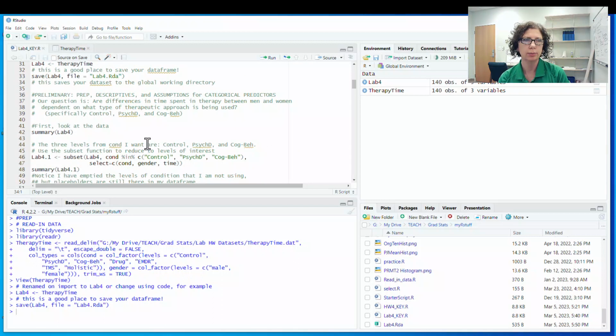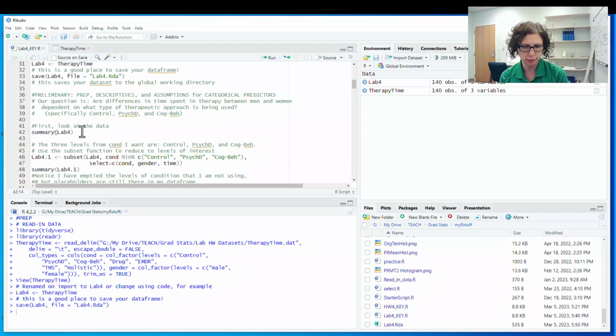So again, our preliminary tasks are to get the data set ready. I want a subset of the data because I don't want all of the levels of therapeutic approach that came with the data set. I only want to look at 3. Specifically, I want to look at control, psychodynamic, and cog behavioral. And I want to check out the assumptions, do some descriptives, and basically get ready for the model.